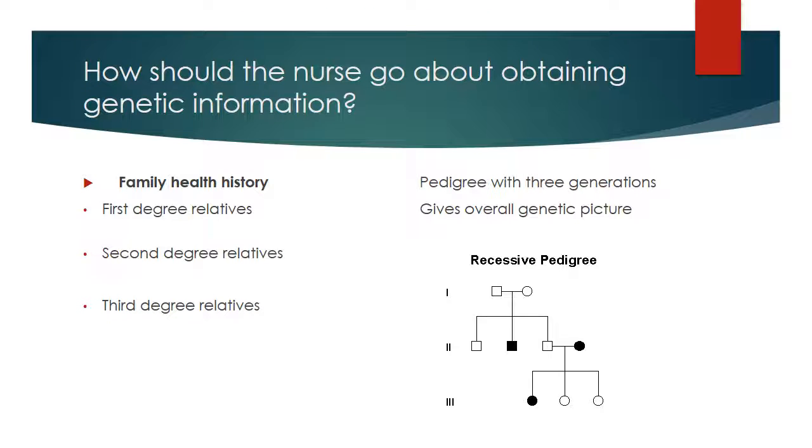How should the nurse go about obtaining genetic information? The first thing that can help is completing a thorough family history. The nurse should ask about the health history of first-degree relatives, such as parents, children, brothers and sisters, second-degree relatives, such as grandparents, aunts, uncles, nieces, nephews, and grandchildren, and third-degree relatives, such as first cousins. A pedigree with 3 generations shown is also helpful. It gives a more overall genetic picture and is very comprehensive.